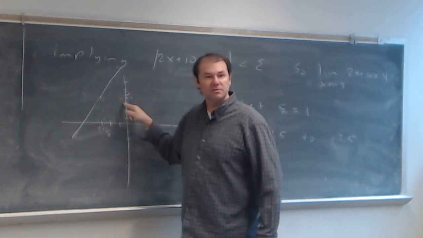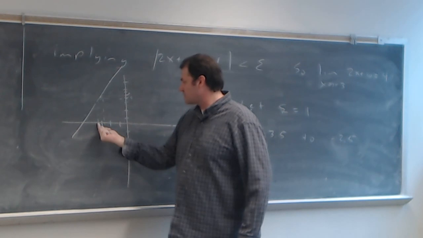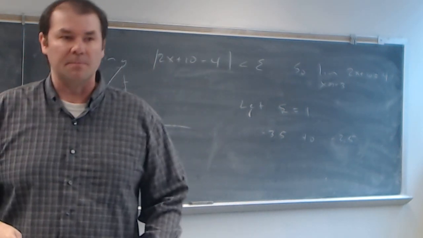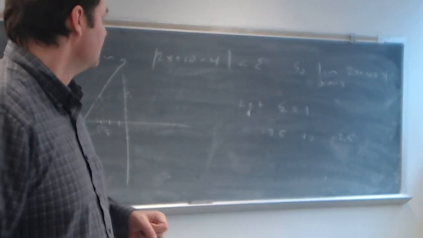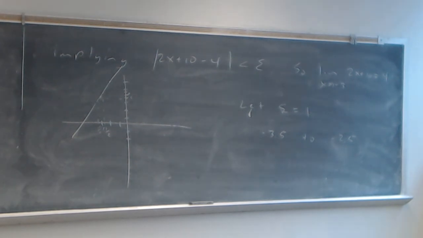Is that okay? In my picture, that's what it is. So if you're down here at minus 3.5, you're still within 1 unit. So if you're between minus 3.5 and minus 2.5, you're going to be within 1 unit of 4 with output values. Is that okay with everybody?